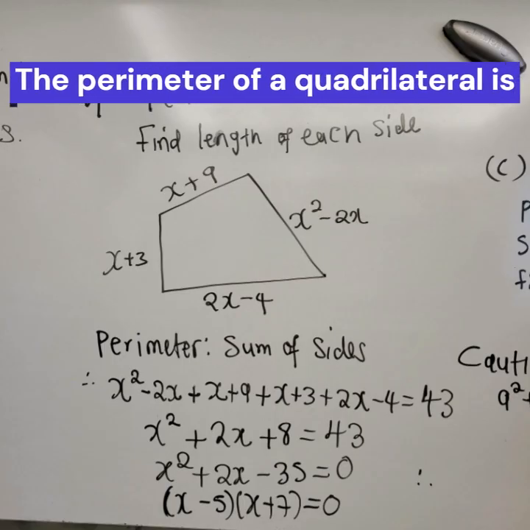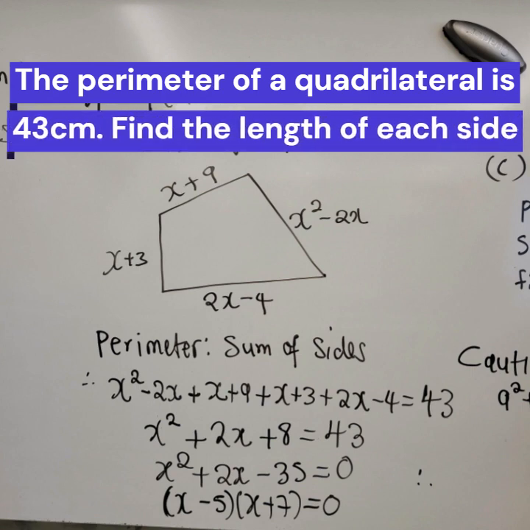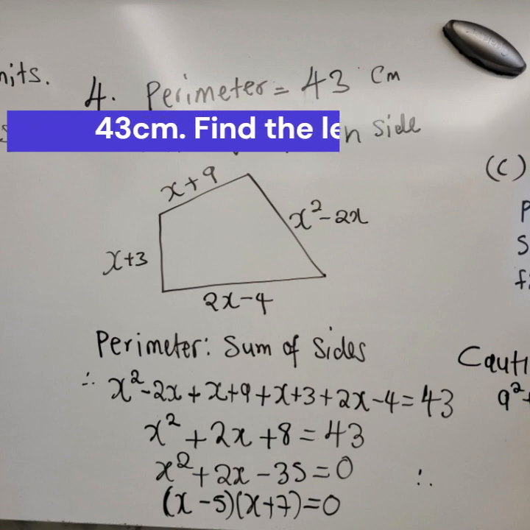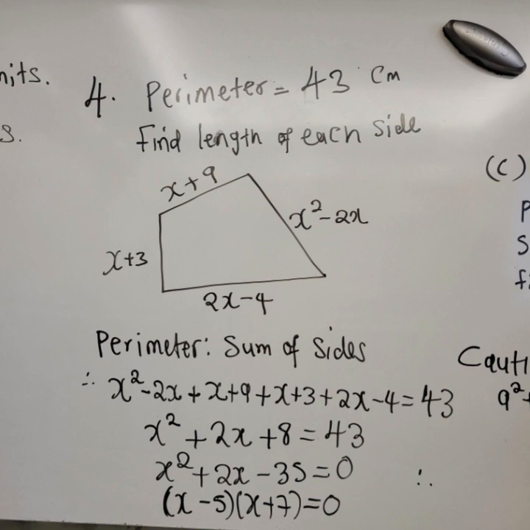So the perimeter of this quadrangle is 43, right? So the question is, 43 centimeters. The question is, find the length of each side. When we come to this figure, we are saying that this guy plus this guy plus this guy plus this guy, they should add up to what? 43. Then let us do that. Then say like terms together and then solve for x. So we are saying perimeter is just sum of sides, right?